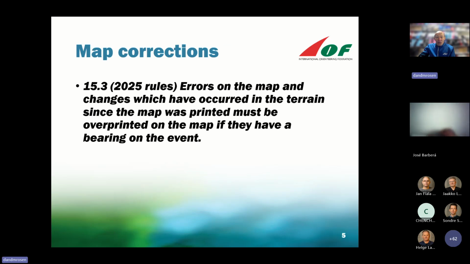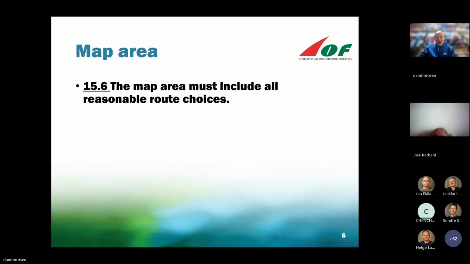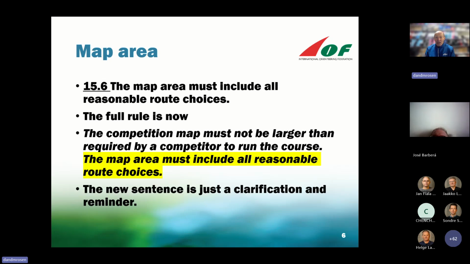We had a rule about map corrections, which said errors on the map and changes which have occurred in the terrain since the map was printed must be overprinted on the map if they have a bearing on the event. Well, we've actually deleted that rule. It was written when we used to have large stocks of maps printed and used over several years sometimes. Now maps are printed only just before the competition. So that rule isn't really relevant anymore. We've added in a statement that the map area must include all reasonable route choices. It's fairly obvious, but it seemed a good addition to the rule which says the competition map must not be larger than required by a competitor to run the course. So that new sentence is just a clarification and a reminder.